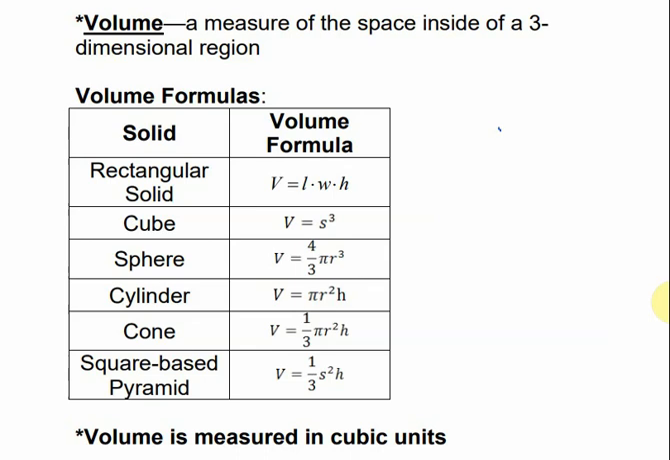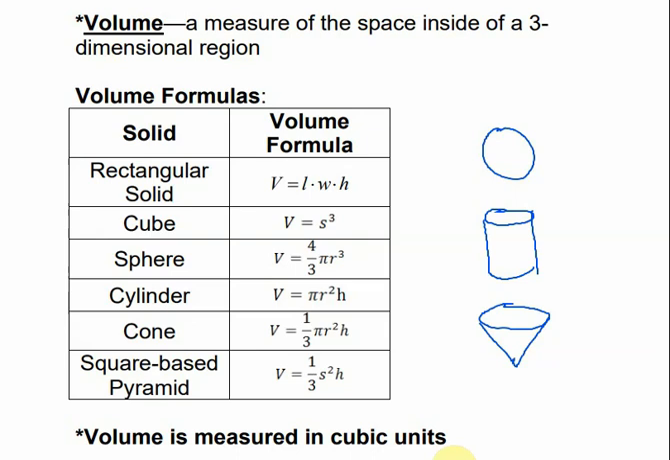A sphere would just be a three-dimensional ball. A cylinder would be, like I said, like a can, but its top and its bottom are circular. And then a cone would be something like this. And so all of these that have circles in the shape, if you'll notice, they all have pi in the formula.